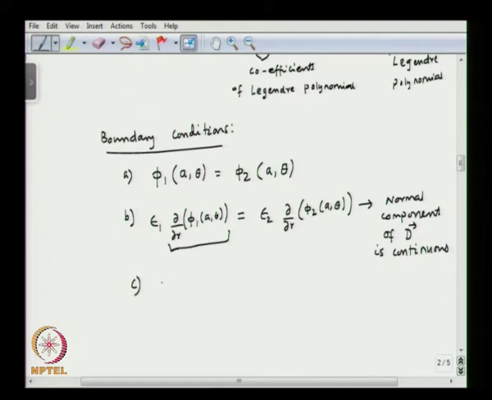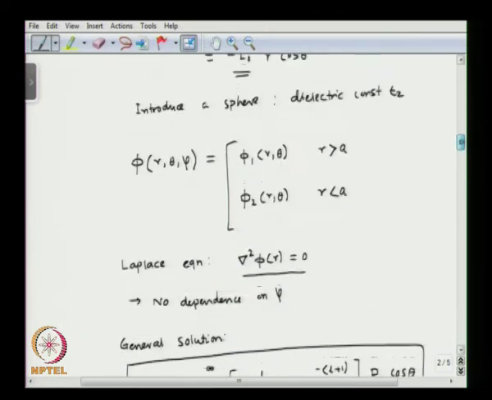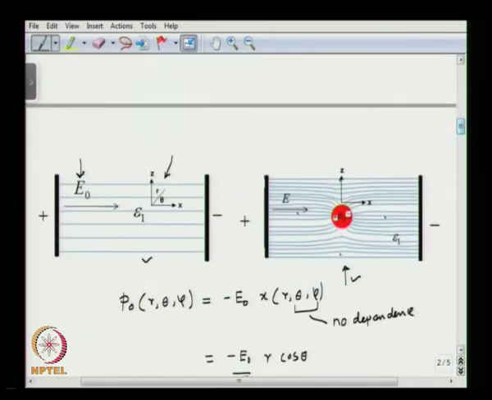So we say that the normal component of the electric displacement is continuous. The third boundary condition is about the potential phi 1 of r, theta when r tends to infinity. If you see here, at r tends to infinity the electric field is unperturbed. Okay. So the modification of the electric field or of the potential distribution is around the sphere. As we move far away from the sphere, the electric field and the potential distribution are still unperturbed.